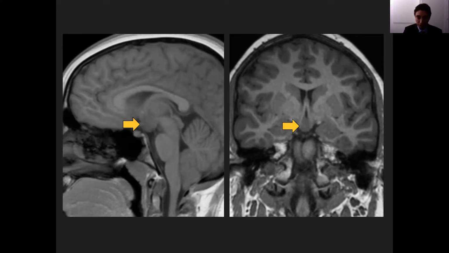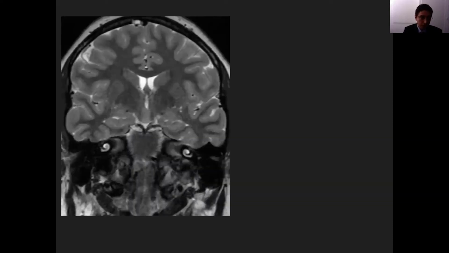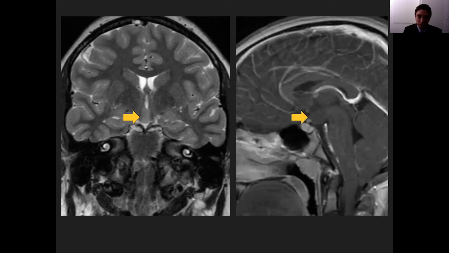Again, we see that the lesion looks very much the signal intensity of the cortex. On the T2-weighted image, the lesion is a little bit brighter than cortex. And on the sagittal post-contrast images, we see that there's no enhancement. So this will be a great location for a hamartoma, a tuber cinereum hamartoma occurring along the floor of the hypothalamus.